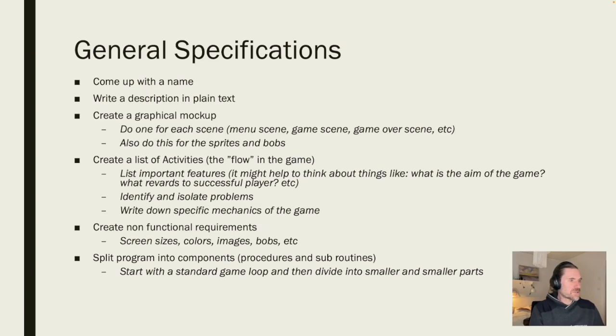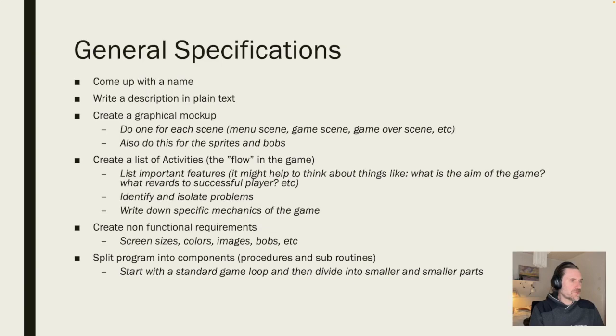And when that's done, you can dig a little bit deeper into the sequence of what's going to happen in the game, and that's to create a list of activities, the flow in the game. And here you should list the important features, and you should step by step go through the game. It helps to think of things like what's the aim of the game? You have most probably already written that in the description, but just to get the flow starting in your mind, you can think of these things.